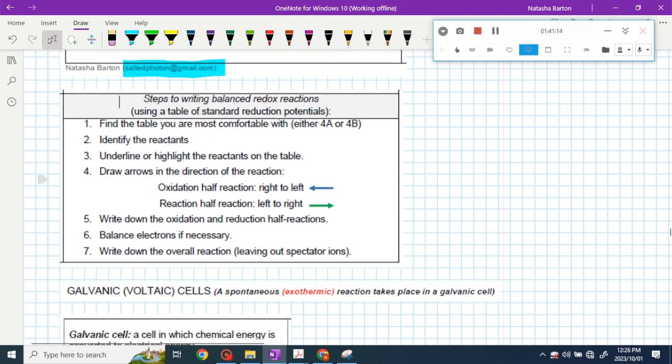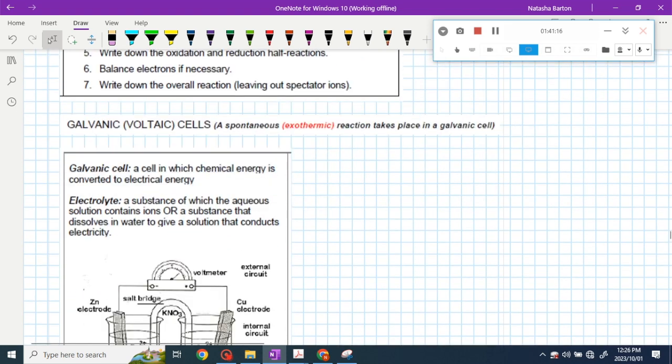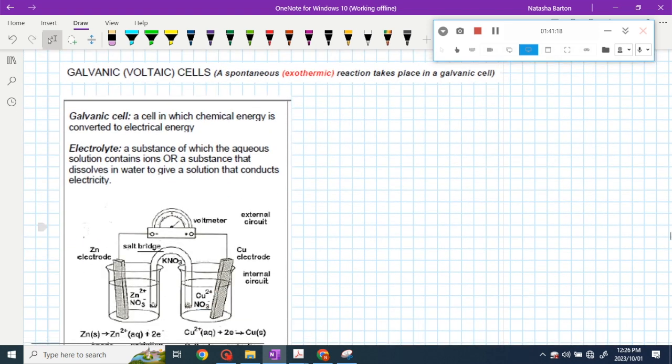Okay, not going to go through this. This is grade 11 work, which you guys know very well. But about your galvanic cell. Another name for your galvanic cell is a voltaic cell.